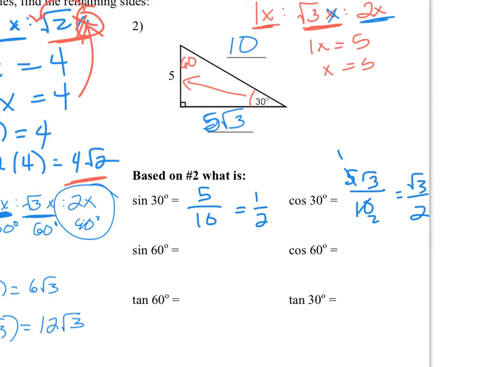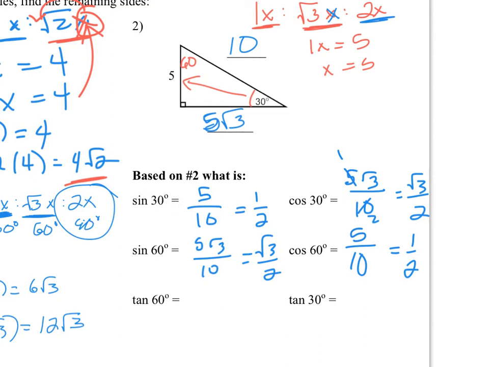Okay. So how about the sine of 60? So 60 is over here now, so we're using this angle. Sine of 60, opposite over hypotenuse. So the opposite is 5 radical 3, the hypotenuse is 10, radical 3 over 2. Now this is an interesting concept. They're both radical 3 over 2. But it's a cool thing. Okay, cosine of 60 is adjacent over hypotenuse.